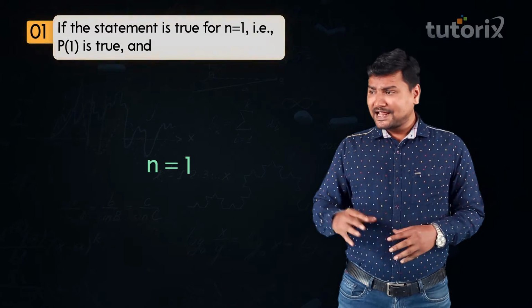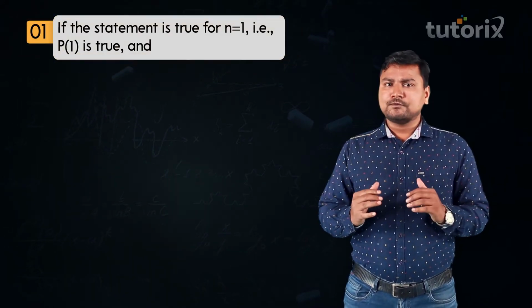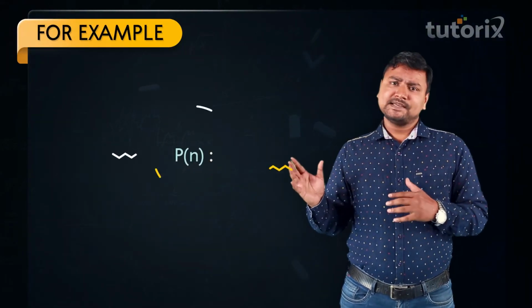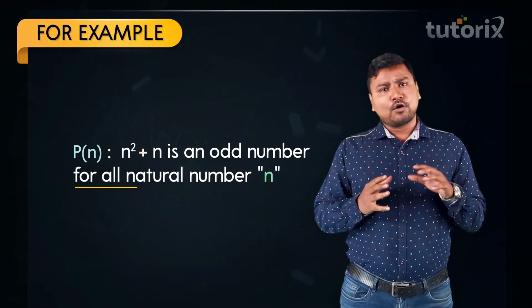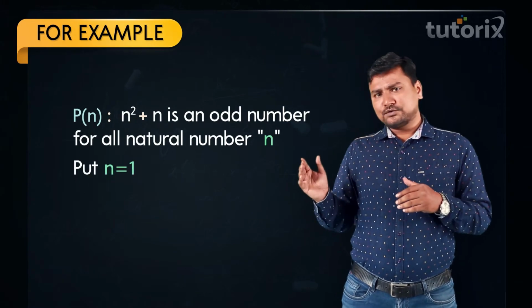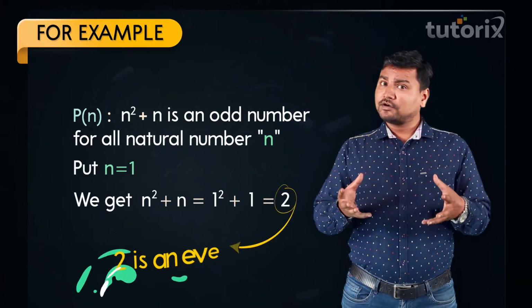Now let's understand this property with the help of an example and understand why this property comes before the second property. So consider the example. This says that Pn is: n square plus n is an odd number for all natural numbers n. Well, if we keep n equal to 1, we will get 1 square plus 1, that is equal to 2, and 2 is not an odd number.